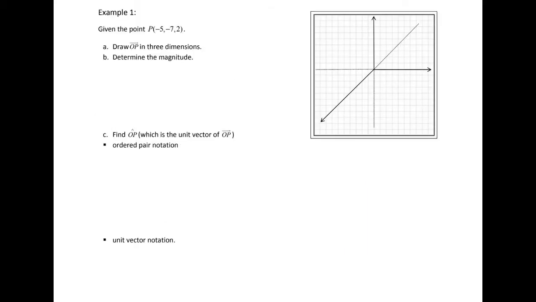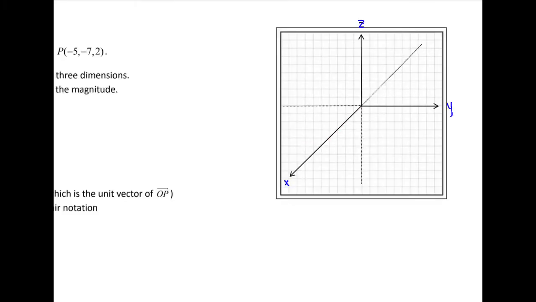Example 1. Now we're going to learn how to draw a vector in 3-dimensional space. Given a point P (-5, -7, 2), how do I draw it? We used to have the x-axis here and the y-axis here. Now this is going to be the y, this is going to be the z, and the one at 45 degrees sticking out will be the x-axis. Usually we use a solid line for the positive axis and a dotted line for the negative axis.